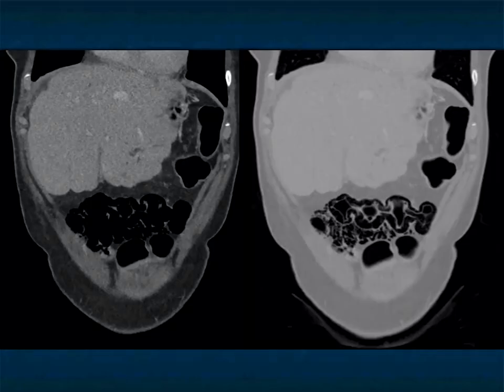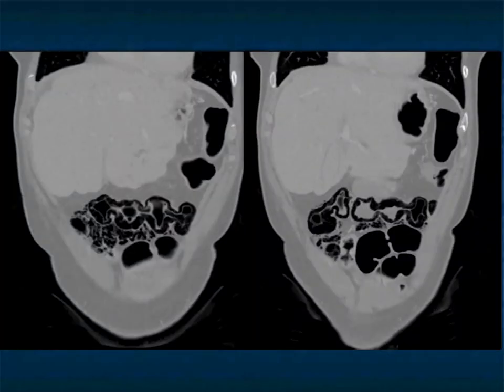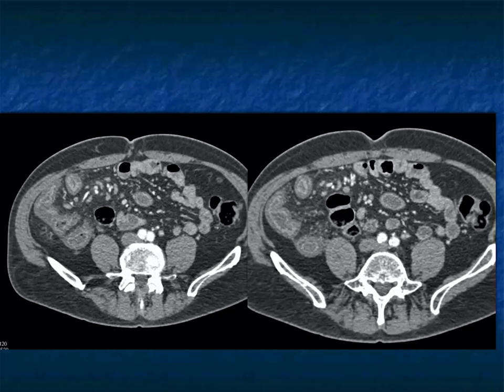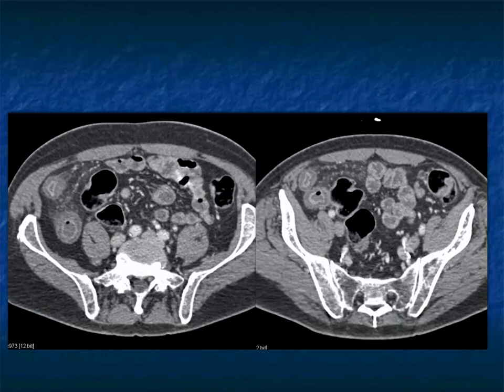But again, you look at the clinical history, you look carefully at the patient's lactate levels. You need to be very careful because these are very difficult and very challenging patients. Another patient, pancreatic adenocarcinoma, Whipple's procedure, increasing abdominal pain. You see multiple loops of small bowel that are thickened, particularly distally.